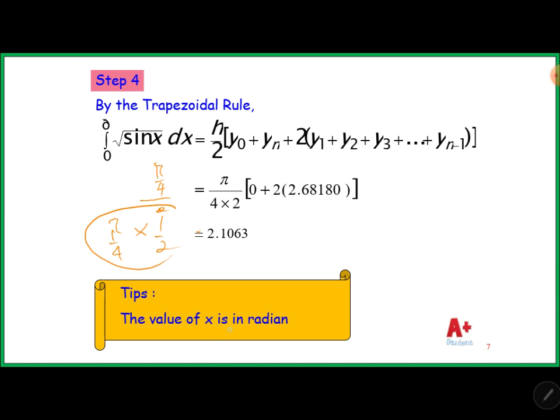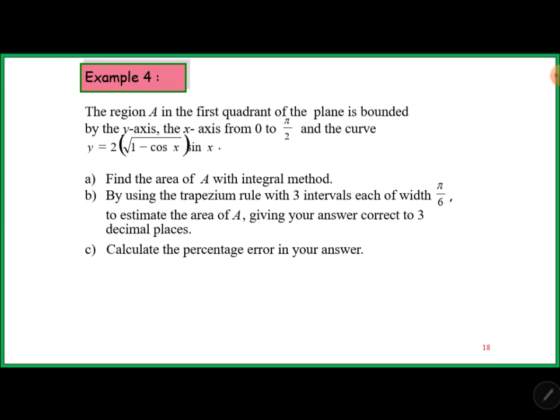Tips here, the value of x is in radian. Why radian? Because our limit is in radian form, pi. If the question gives you from 0 to 180 degrees, then we have to make sure that the mode is in degrees.